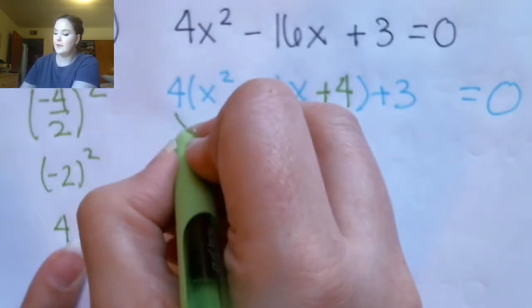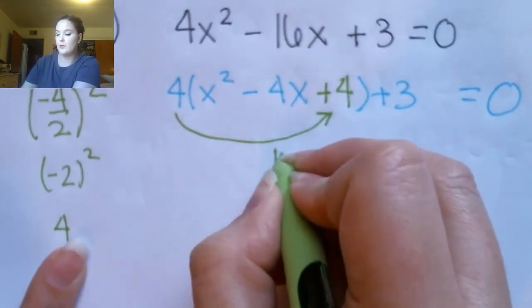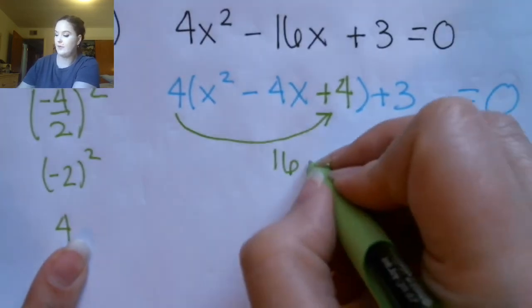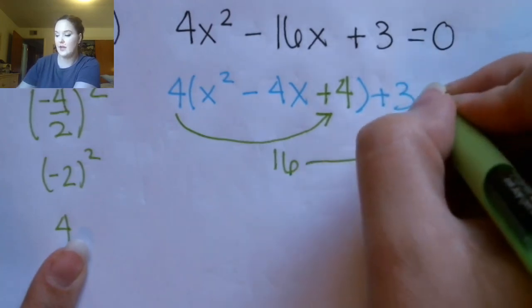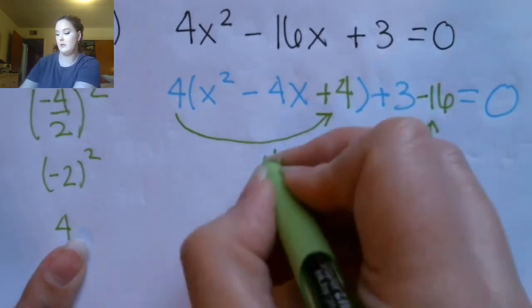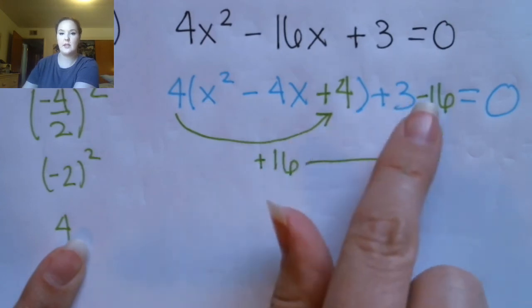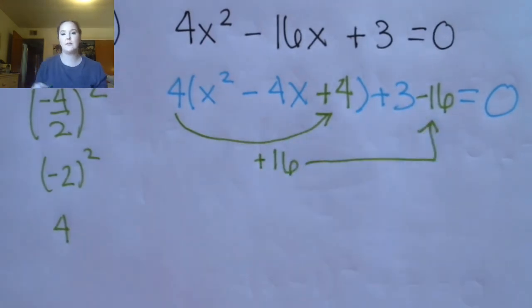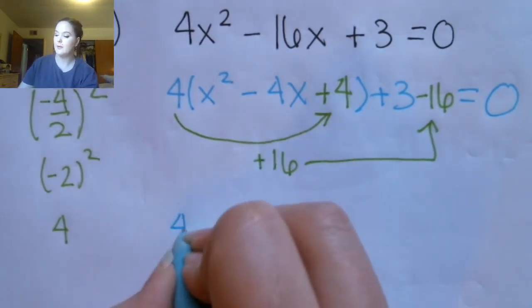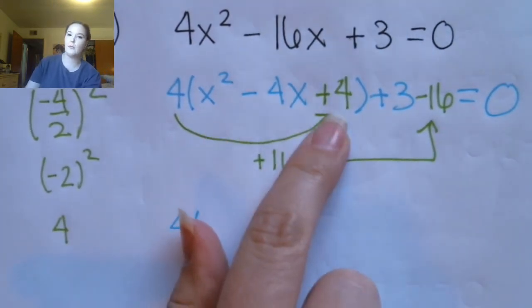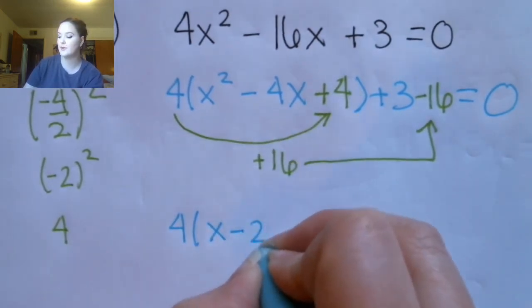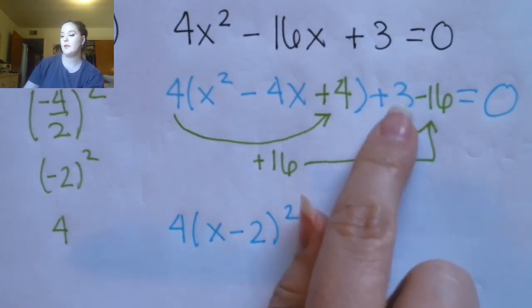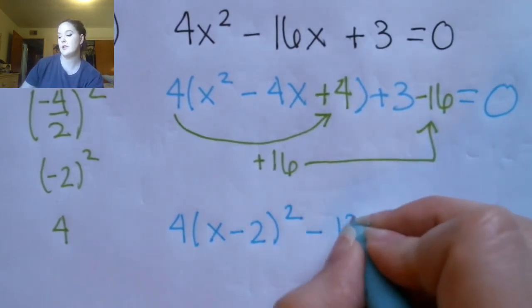Okay. Now here I would get 4 times 4, which is 16. Okay, and I'm going to put the opposite number here, right? So -16. Right, so this one's positive 16. You do the opposite, -16. Okay. So now I'm going to factor this. So we're saying what multiplies to 4 and adds to -4, so that should be -2 and -2. Okay, and then 3 minus 16 is -13.